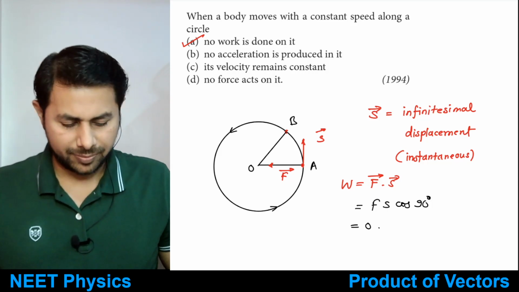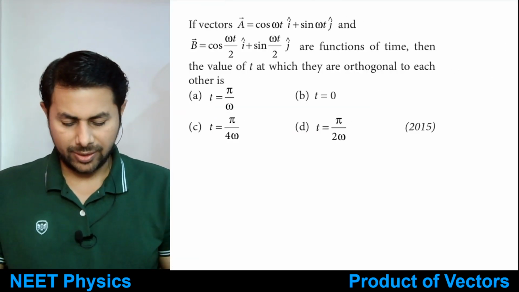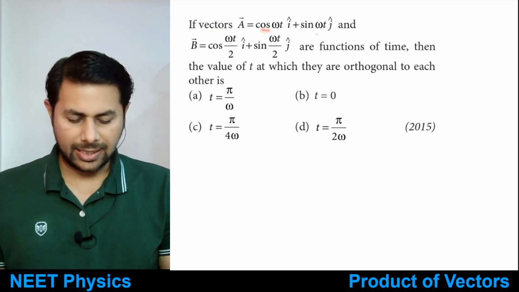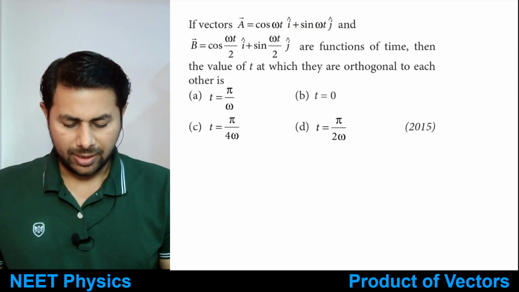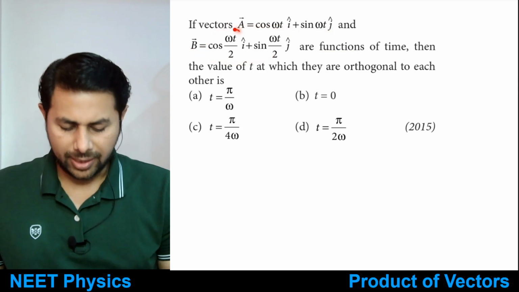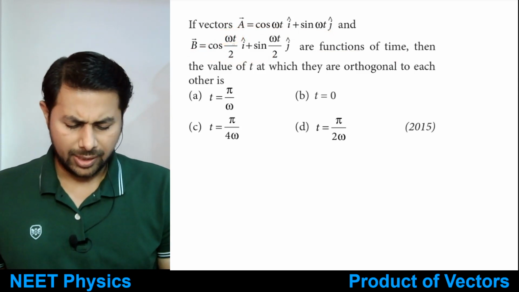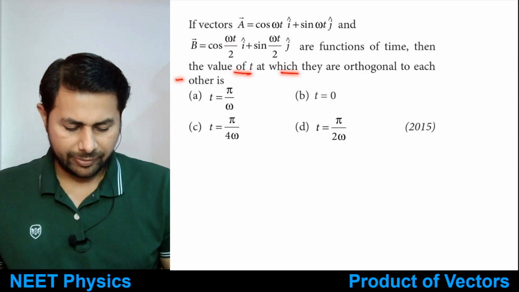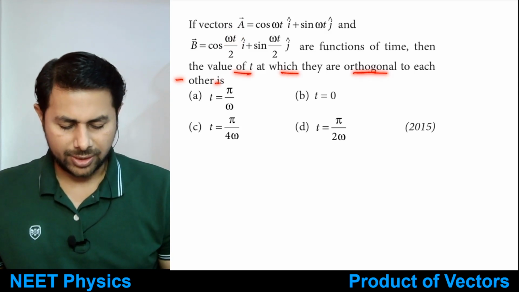Okay, good. Let's see the next one. If vectors A bar is equal to cos of omega t i cap plus sin omega t j cap, and B bar is equal to this thing, are functions of time, they are given that they are functions of time. Then the value of t at which they are orthogonal to each other is.